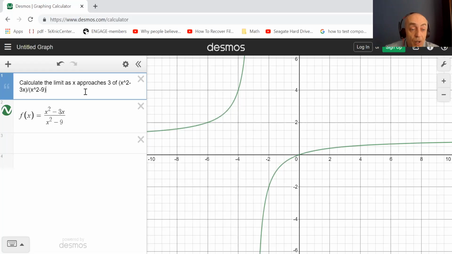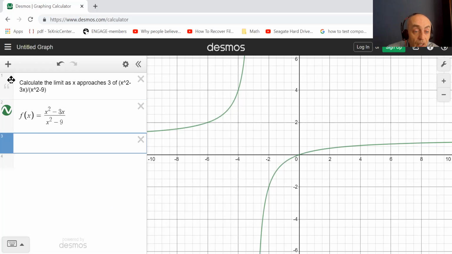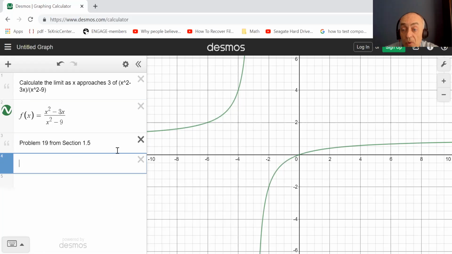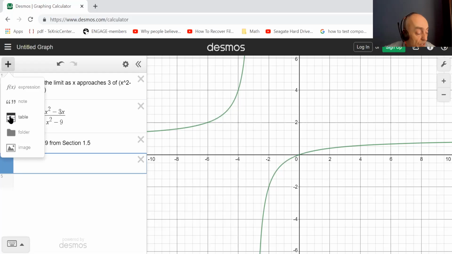In the book, I'm looking. By the way, this is problem 19 from section 1.5. Let me write a note here to myself. It's one of your homework questions. Now, the thing with this problem is that to calculate that limit, they say to do a table. And they tell us what kind of table to do, and I am going to do the exact same thing.